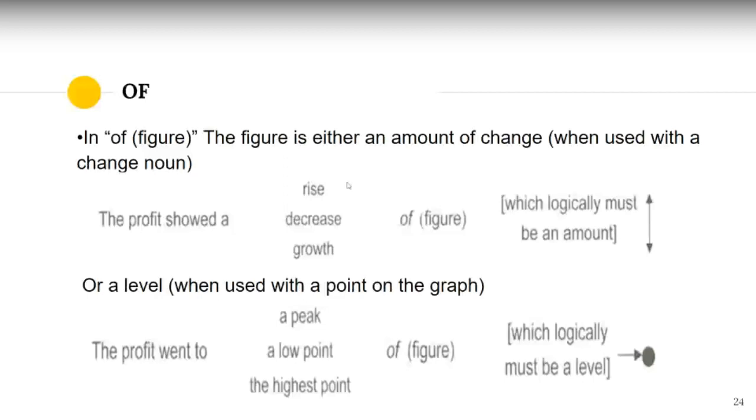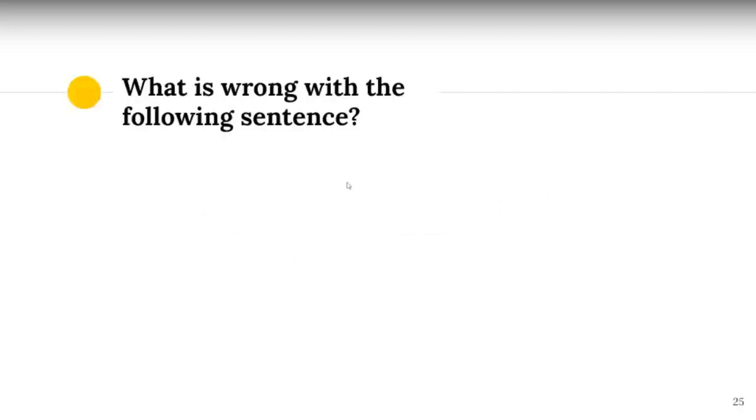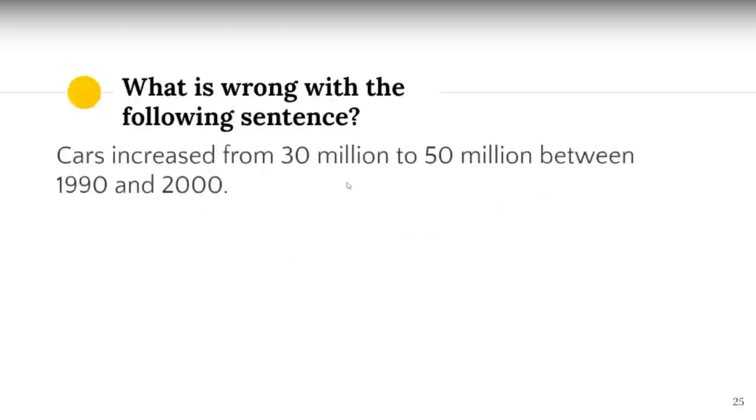So yeah, we are done with prepositions. Now I want you to look at this sentence and tell me what is wrong with it. Write your answers in the comments. What is wrong with this sentence? What is missing here? It's not difficult. "Cars figure", Ahmad, you're close, but it's not "cars figure". It should be, yes, the number, you're right. Yes, the number of cars.